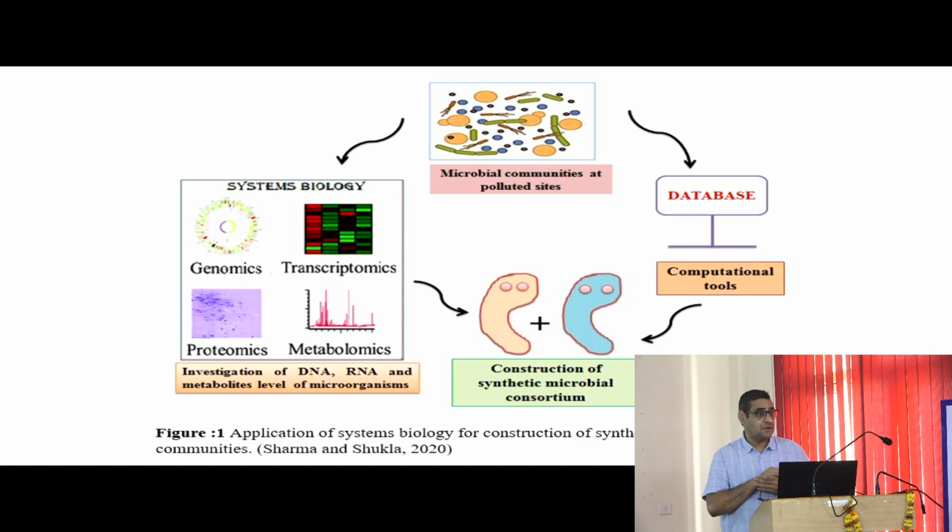Like if you are trying to look at plastic degradation, oil spills, or other aspects like polluted site remediation, this is very important. So this is a snapshot where you understand that you use the tools of systems biology to develop a synthetic microbial consortia which will give you a better effect for environmental applications.